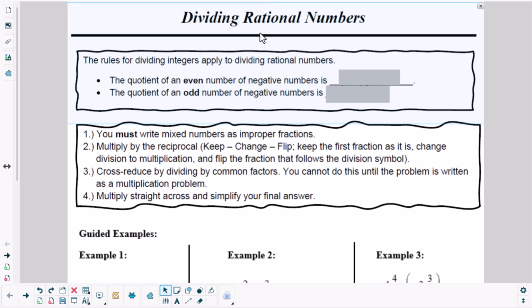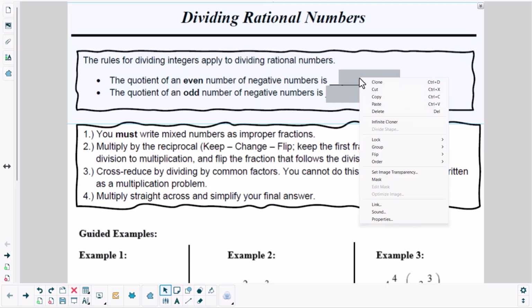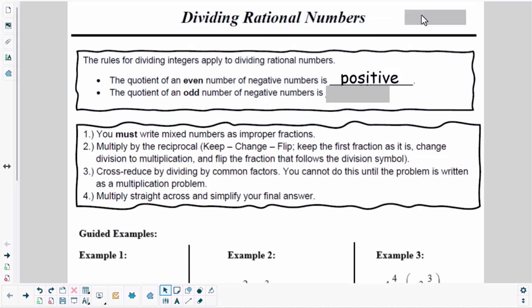This video is going to cover the dividing rational numbers guided notes. Like when we multiplied rational numbers, the rules for dividing integers also apply to dividing rational numbers. So if we have an even number of negative numbers that are being divided, meaning if we have two negative numbers, our answer is going to be positive. The quotient of an odd number of negative numbers is going to be negative. So if we have two negatives, our answer will be positive. If we have one negative number, our answer will be negative.